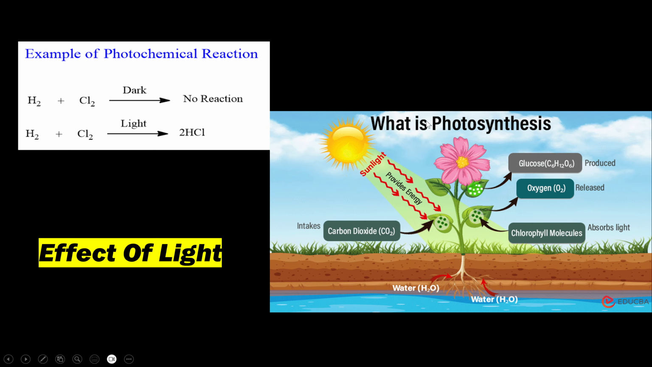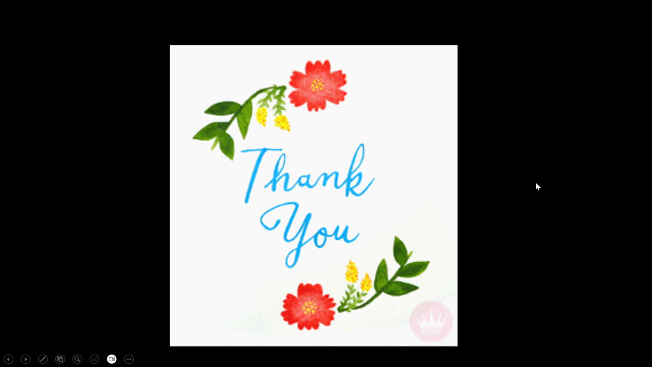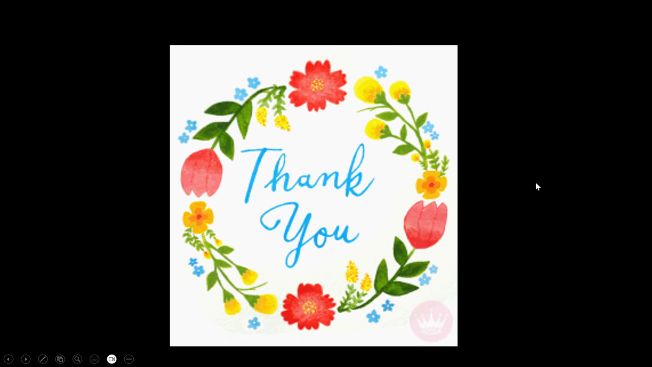Most, of course, famous one is photosynthesis, where it needs light energy. The chlorophyll acts as the catalyst, and it takes place in the green leaves, where the carbon dioxide and the water bond to make glucose and oxygen. And by that, we finish the factors affecting the rate.